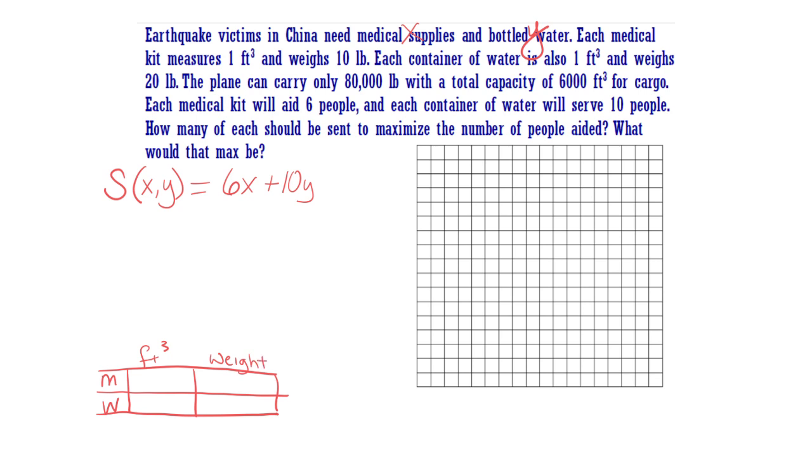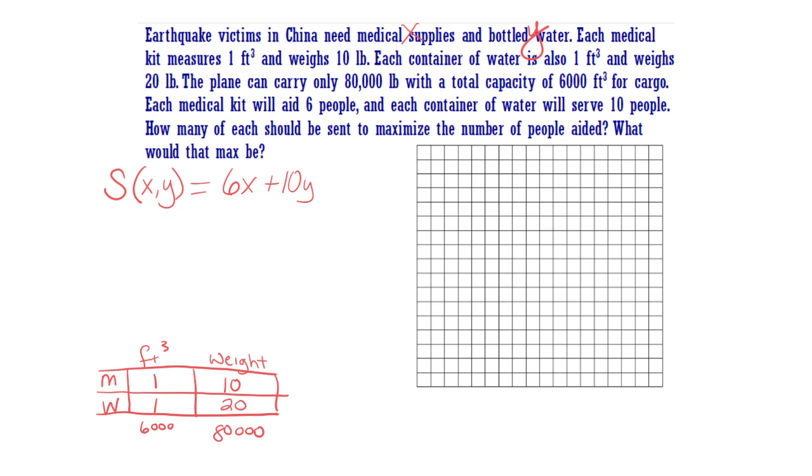So let's see what we've got. Each medical kit measures 1 cubic foot and weighs 10 pounds. Each container of water is also 1 cubic foot, but it weighs 20 pounds. That's going to be problematic. The plane can carry only 8,000 pounds. Okay, that's a total on the weight. 80,000. I think I said 8,000. And as far as space in there for cargo, we max out at 6,000.